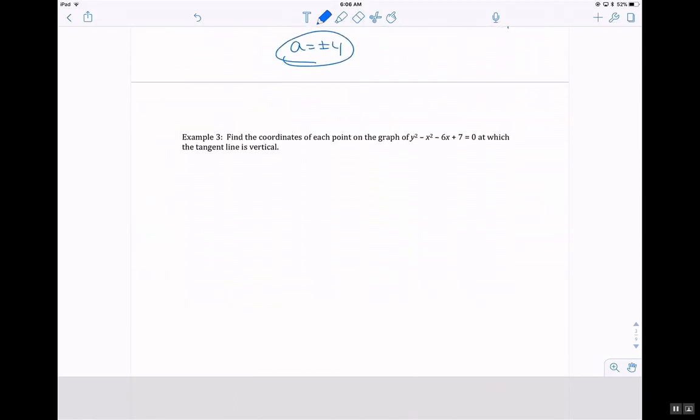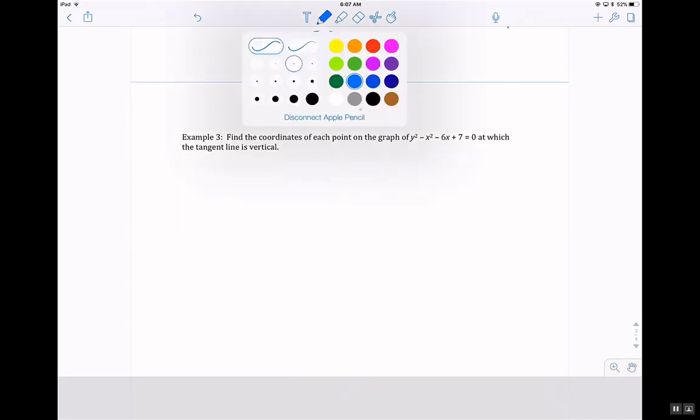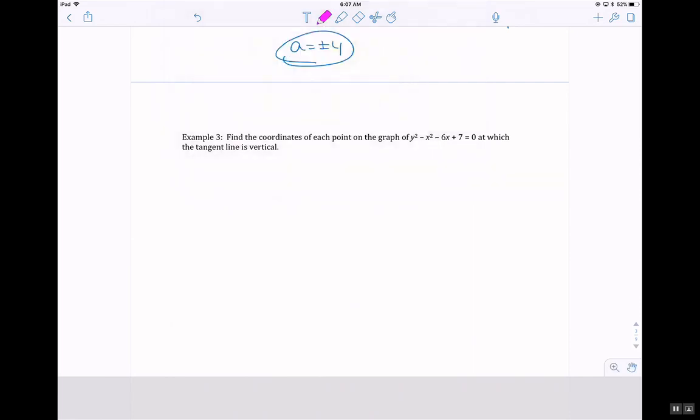Okay. Example 3. Find the coordinates of each point on the graph at which the tangent line is vertical. So the first thing I need to do is take the derivative. Because I have x's and y's on the same side, I'm going to go ahead and use implicit differentiation. So derivative of y squared is 2y dy dx, minus 2x minus 6 is equal to 0.